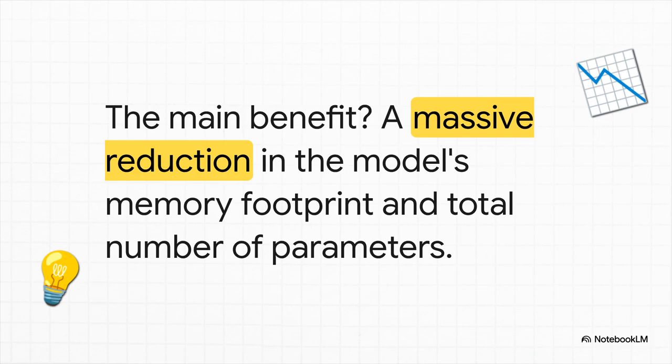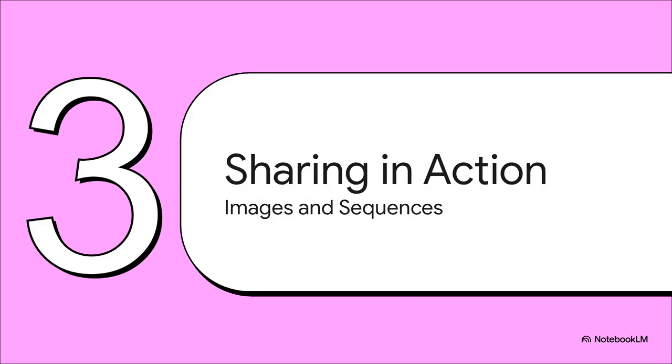And the result? It's immediate, and it is powerful. Reusing these weights dramatically slashes the number of parameters the model has to learn and store. It becomes smaller, faster, and way more efficient. Okay, so theory is great and all, but let's see where the rubber meets the road. We're going to look at two classic examples: convolutional neural networks, which are amazing for images, and recurrent neural networks, which handle sequences of data.